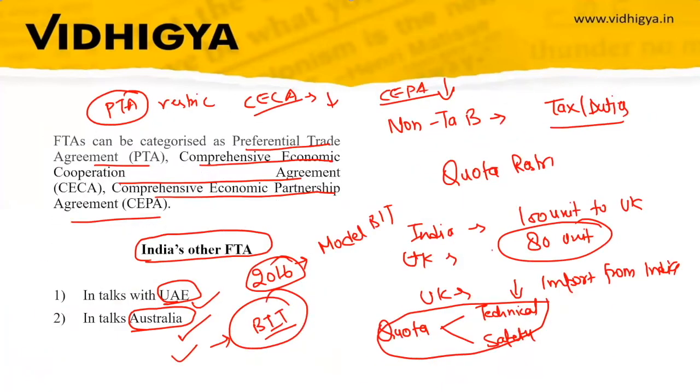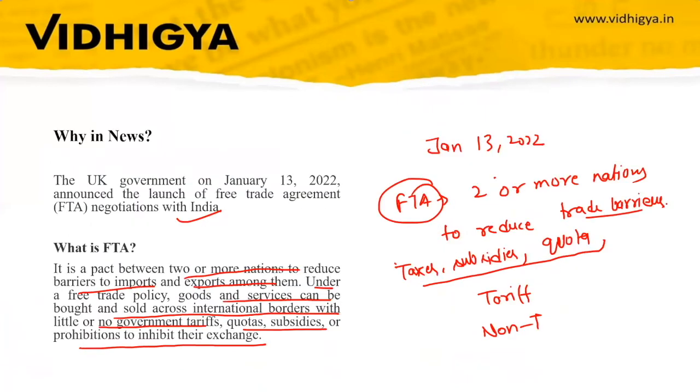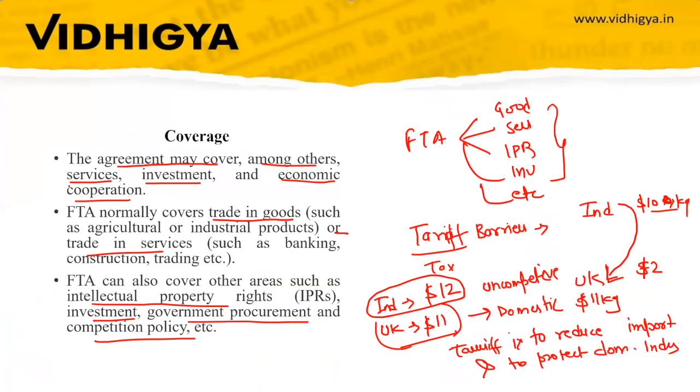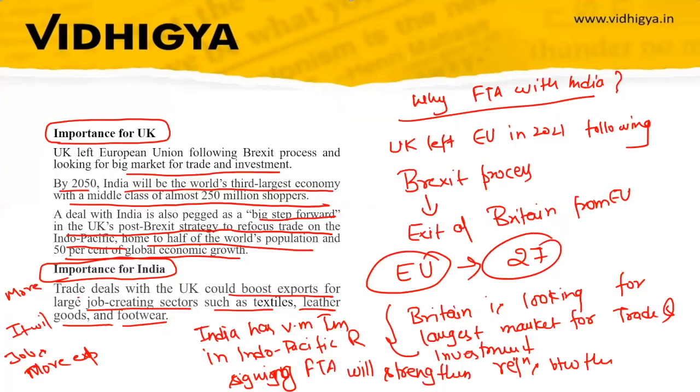So that's all under this topic. So you have to remember what is FTA. FTA we have discussed. Then we have discussed tariff barrier, non-tariff barrier. Then we have discussed preferential trade agreement, CECA also. Then we have discussed that India is also in talks with UAE and Australia. Then we have also talked about the model BIT, which India came up with in 2016. And then we have discussed the importance for UK and importance for India. So it's time for a quiz session.